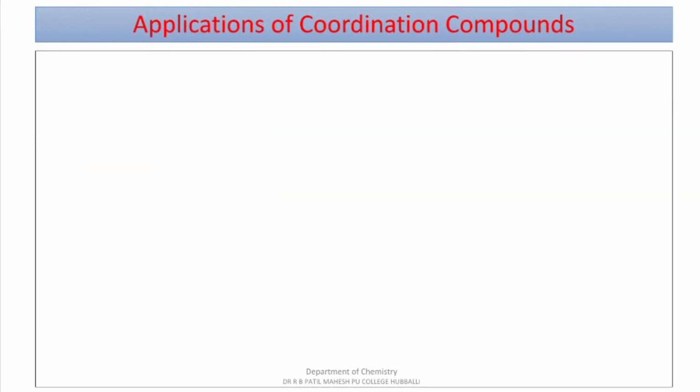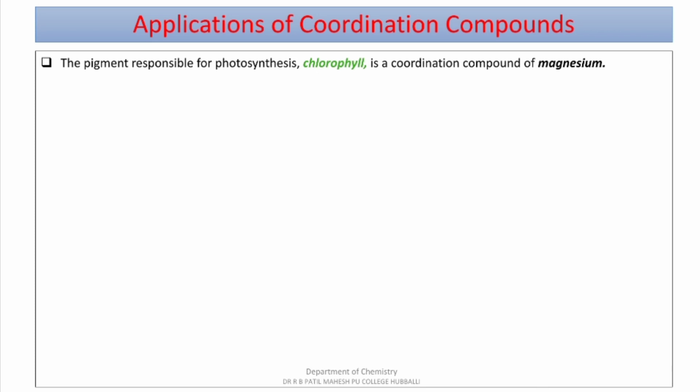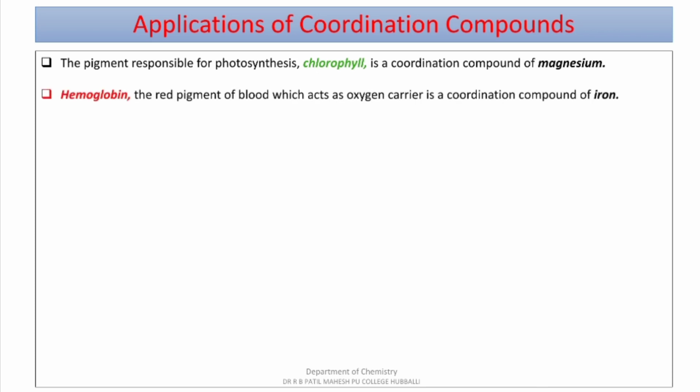Moving further, applications of coordination compounds, the last part of the chapter. The well-known process of photosynthesis, which takes place in the presence of sunlight in green leaves due to the presence of the chlorophyll pigment, is made up of a magnesium coordination compound. Human blood hemoglobin, a red pigment of blood, is an oxygen carrier and is a coordination compound of iron. Vitamin B12, which contains cobalt as a central metal atom, cyanocobalamin, is a coordination compound.